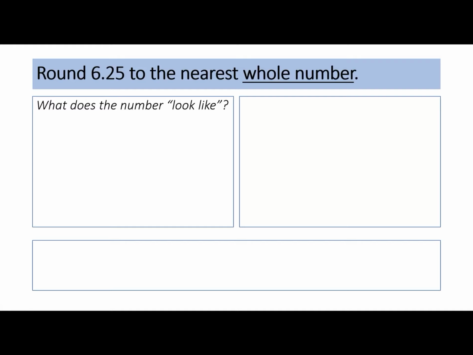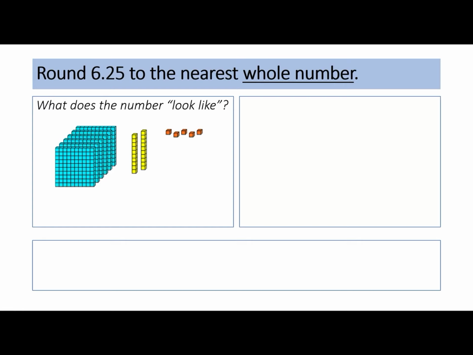Remember, with decimals, we use a flat to represent one whole, a rod to represent 1/10, and a unit to represent 1/100th. So to show 6 and 25/100ths, we need 6 ones, as shown here with 6 flats, 2/10ths, as shown with 2 rods, and 5/100ths, as shown with 5 units. 6 ones plus 2/10ths plus 5/100ths equals 6 and 25/100ths.